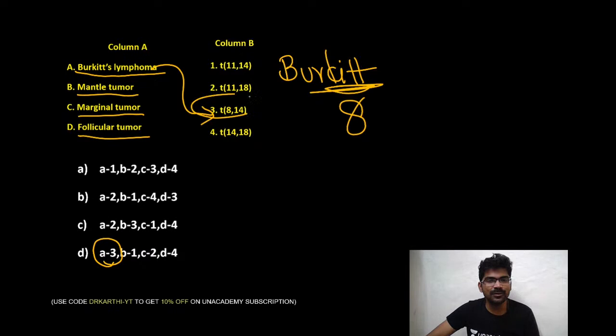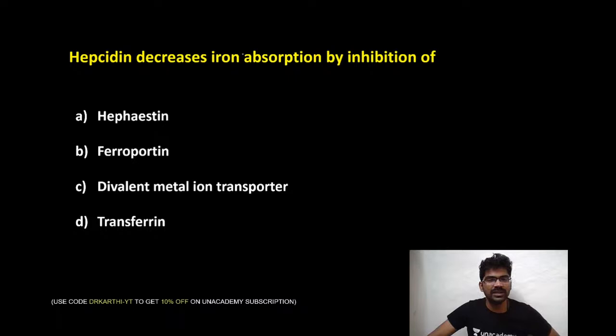In the exam, this may not be so. They will carefully design the question, so at least two options will be confusing. But match the following questions are the easiest questions. Whenever match the following questions are there, it is like a cakewalk for you. Okay. Simple, right? Just by seeing one thing which you are sure about, you have to select that. Right, next is also an easy question. Hepcidin decreases iron absorption by inhibition of which of the following?